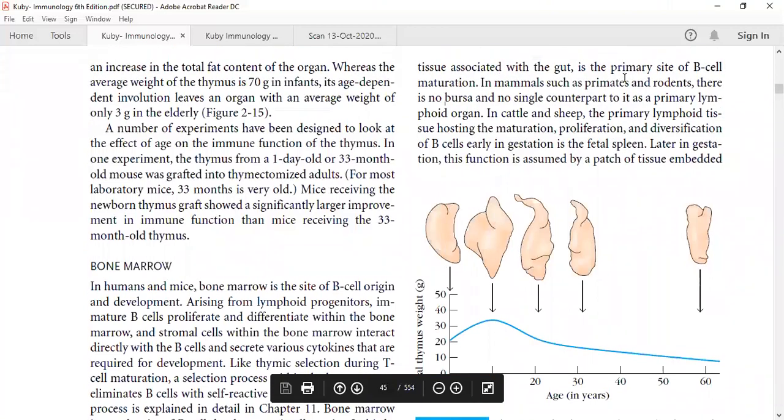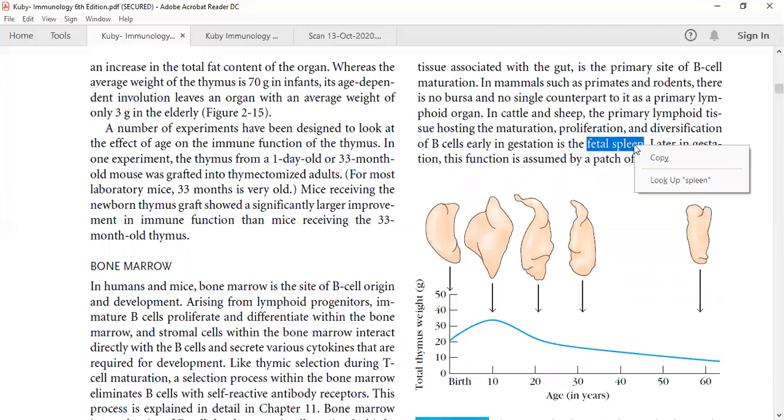Okay, in mammals such as primates and rodents, there is no bursa, so no single counterpart to the primary lymphoid organ. In sheep and cattle, the primary lymphoid tissue hosting the maturation, proliferation, and differentiation of B cells in gestation is the fetal spleen. In some species, in cattle and sheep, it is seen that the B cell maturation is happening in the fetal spleen, which is also known as the graveyard of RBCs.